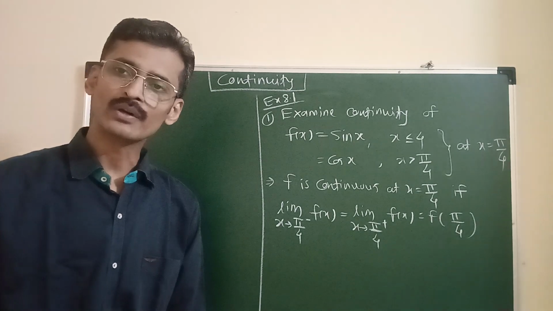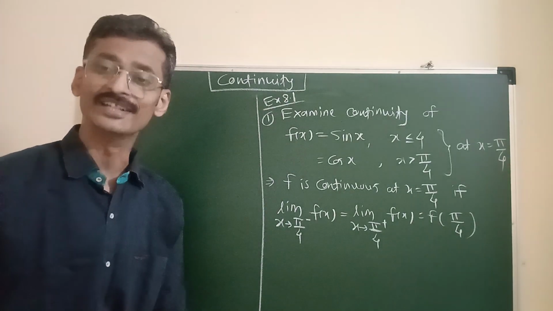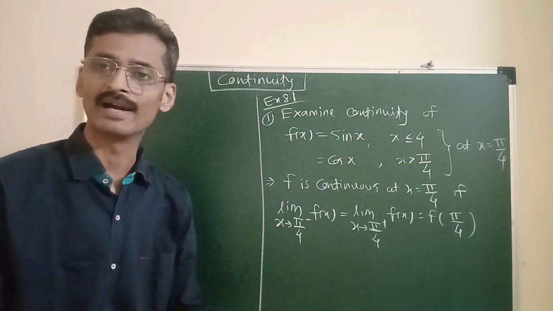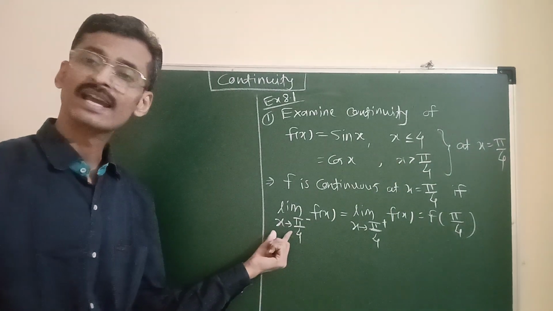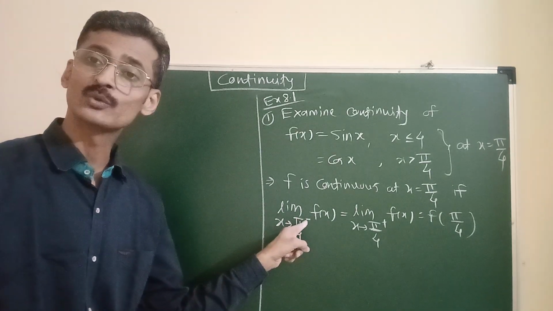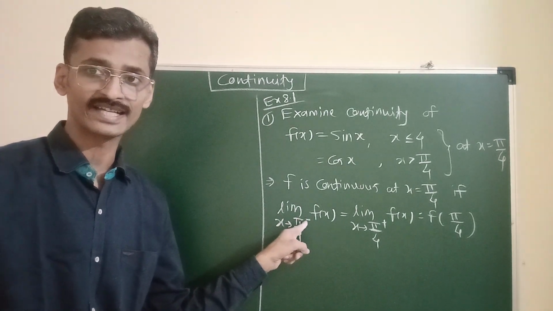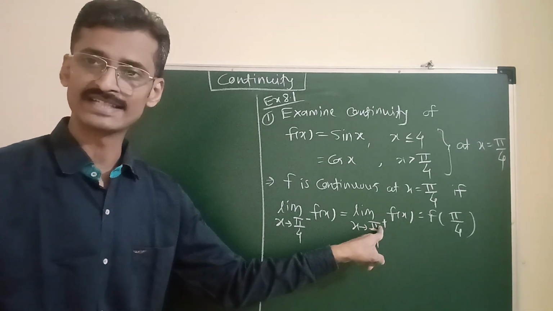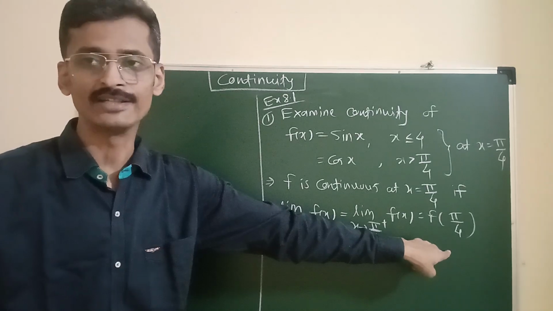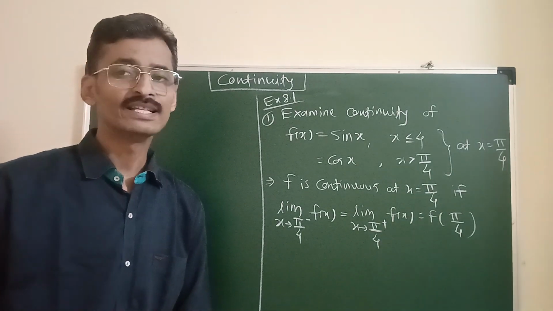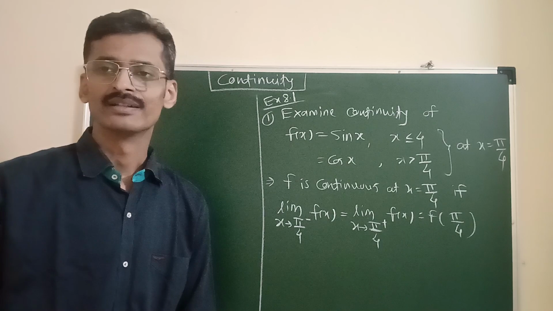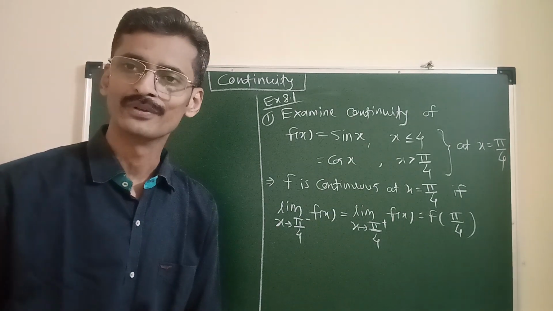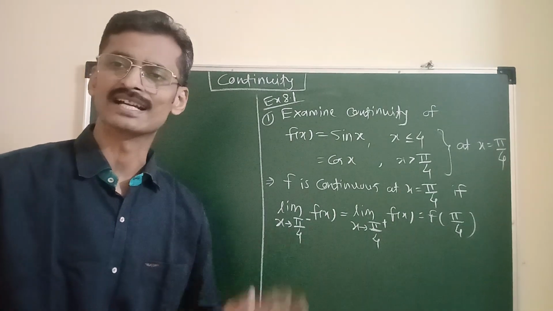Okay, now we know the condition of continuity. When a function is continuous at a given point, say here pi by 4, the limit as x tends to pi by 4 minus, that is called the left hand side limit, the limit as x tends to pi by 4 plus, that means the right hand side limit, and f of that point, that is pi by 4, if all these three values are equal, then we say that f(x) is continuous at the given point pi by 4. So let us see what this is exactly.